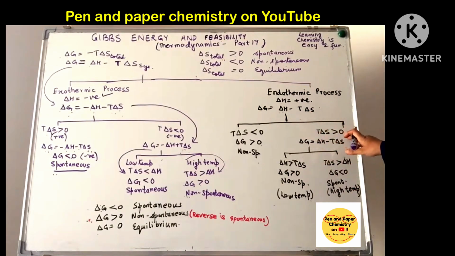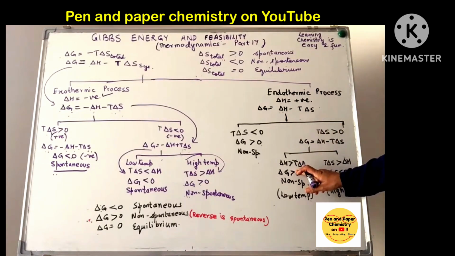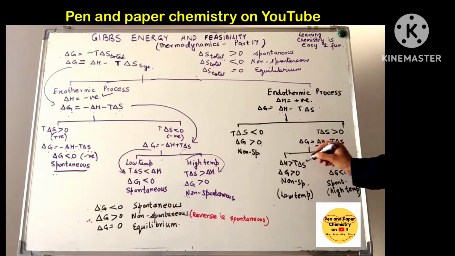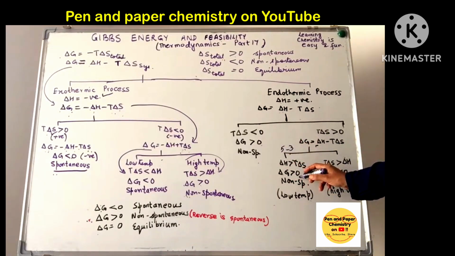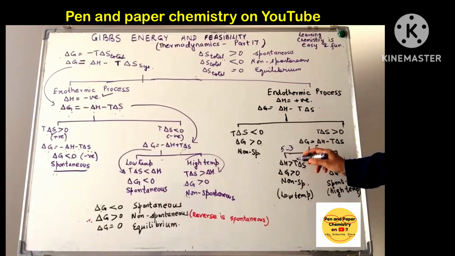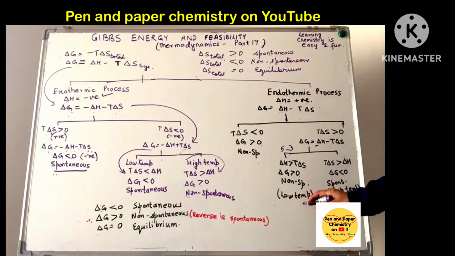Come to the second case. T delta S is greater than 0. That means it's a positive value. So delta G equals delta H minus T delta S. Again, there can be two possibilities in terms of the numerical value. Delta H greater than T delta S. So let's suppose I have 5 minus 3. So delta G is greater than 0. The process is non-spontaneous. Now this will happen only if either the temperature is low or delta S is small. So that means at low temperature this process is not feasible.